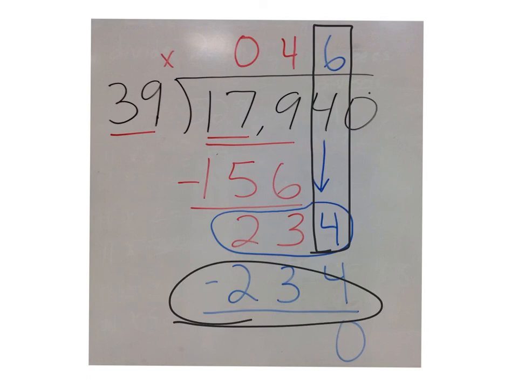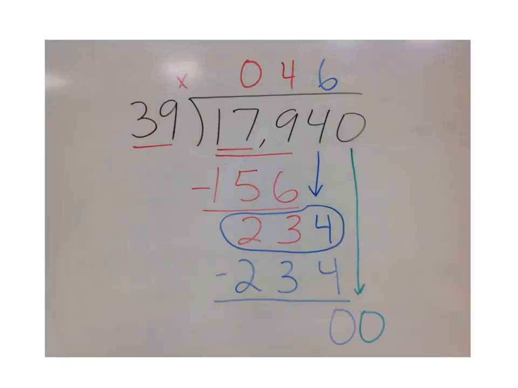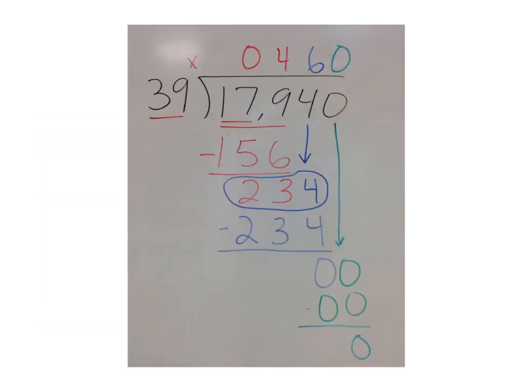But I'm not done. I still have this place value here that I'm working with. So I drop that 0 down here. That gives me 0, 0. I know that any number times 0 gives me 0, so 0 times 39 gives me 0. So my final answer is 460.